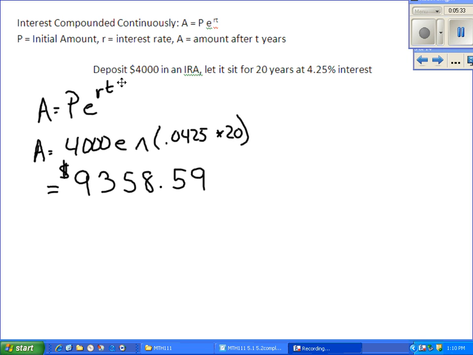So our example here, we deposit $4,000 in an individual retirement account. We let it sit there for 20 years, where it's compounded at 4.25% interest. Those were the days. So you can plug it into your calculator and get the total amount in the account after 20 years. That's a little more than doubled it for 20 years.